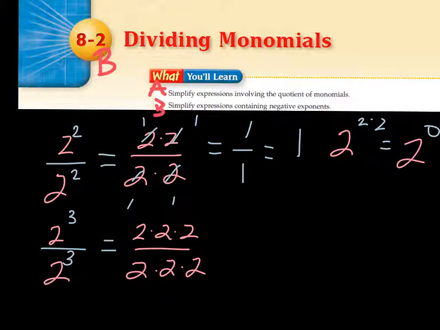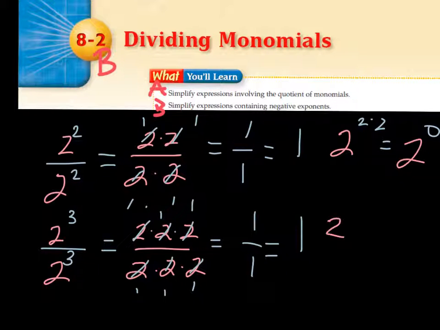Let's try the same thing with 2 cubed. Again, anything divided by itself is 1. This time I'm going to have 3 1s in the numerator and 3 1s in the denominator, which is 1 times 1 times 1, still 1. And again, if we switched over and used our quotient rule, power divided by power subtract exponents, 2 to the 3 minus 3, we get 2 to the 0 there also. So it looks like whatever we do, anything to the 0 power is going to be 1.